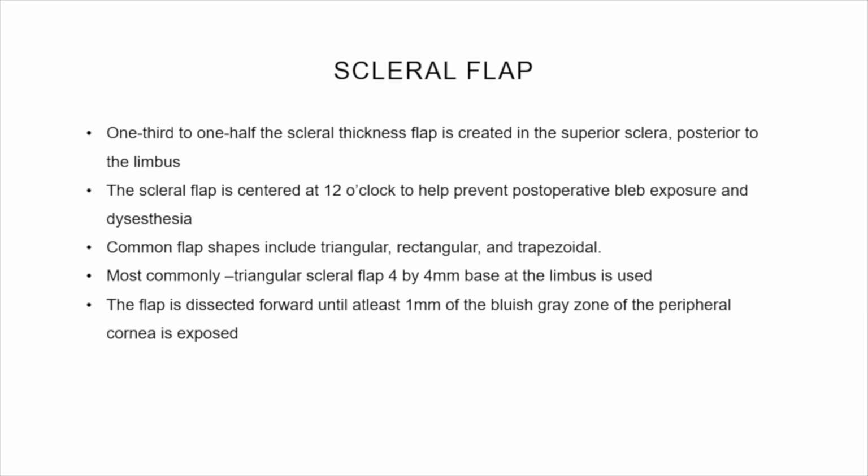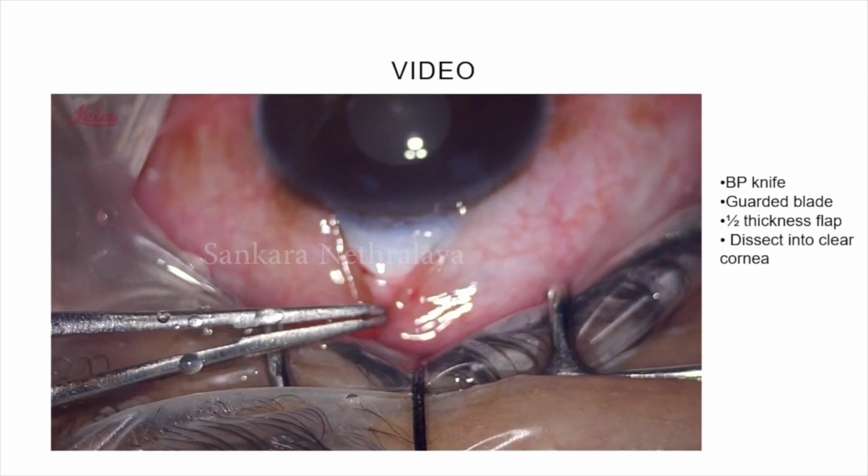Now, the creation of the scleral flap. Usually a 1/3 to 1/2 scleral thickness flap is created in the superior sclera, posterior to the limbus. The scleral flap is centered at 12 o'clock to help prevent postoperative bleb exposure and dysesthesia. Common flap shapes include triangular, rectangular, or trapezoidal. Most commonly, a triangular scleral flap of 4 by 4 mm base at the limbus is used. The scleral flap is usually dissected forward until at least 1 mm of the bluish-gray zone of the peripheral cornea is exposed.